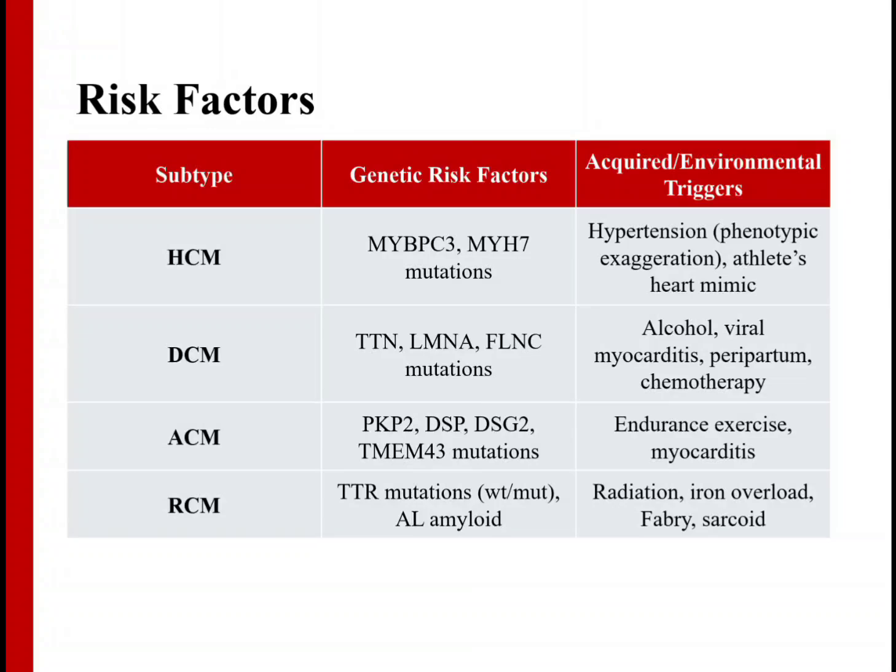The genetic basis of restrictive cardiomyopathy includes transthyretin TTR mutations, both wild type and hereditary, along with infiltrative diseases like AL amyloidosis. Acquired causes include radiation fibrosis, iron overload from hemochromatosis, Fabry disease, and sarcoidosis, which can all mimic restrictive physiology.